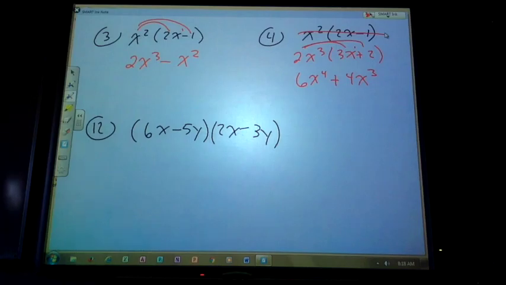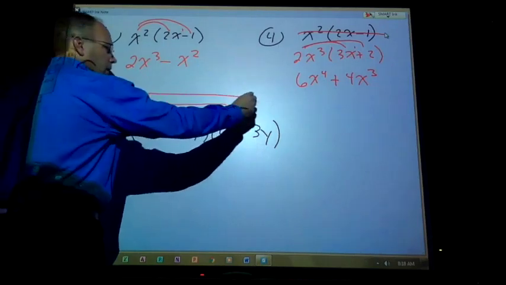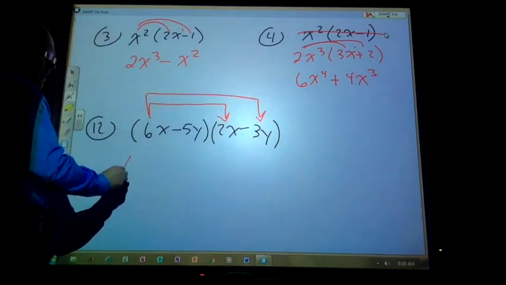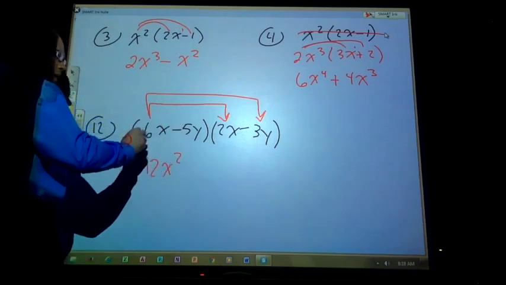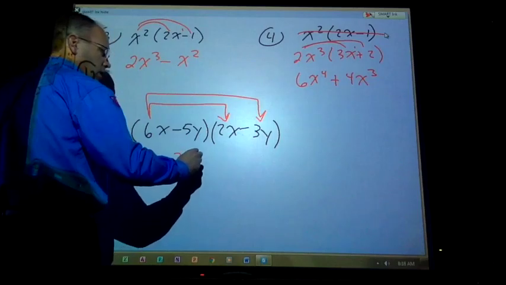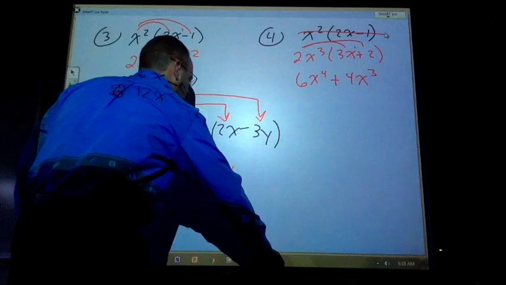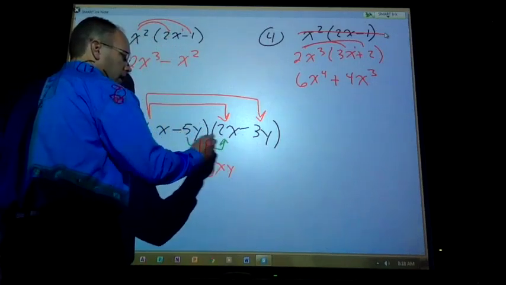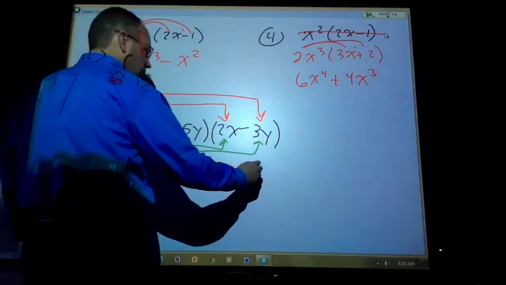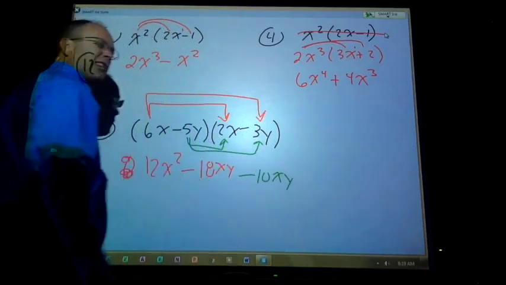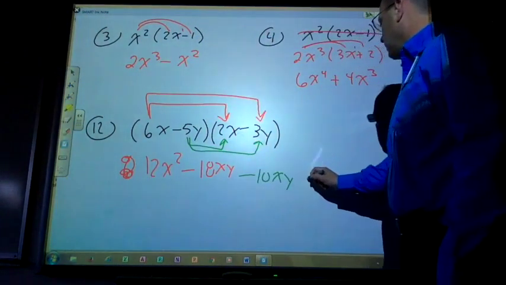And then number 12, we need to start multiplying. So the 6x is going to multiply to here to here, and from here to here first. So that's going to give me 12x to the second, and then 6x minus 18xy, and then I'm going to multiply the negative 5y here and 5y here. So negative 5y times 2x is negative 10xy, or 10yx, which is the same thing. And then negative 5y times negative 3y is positive 15y squared.